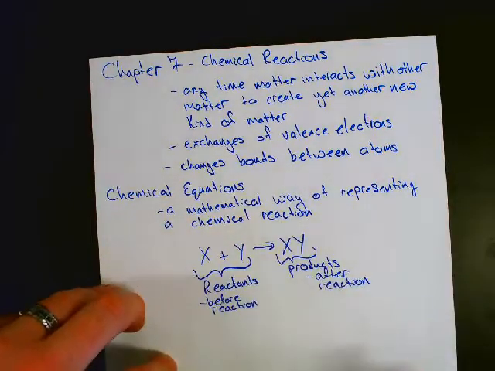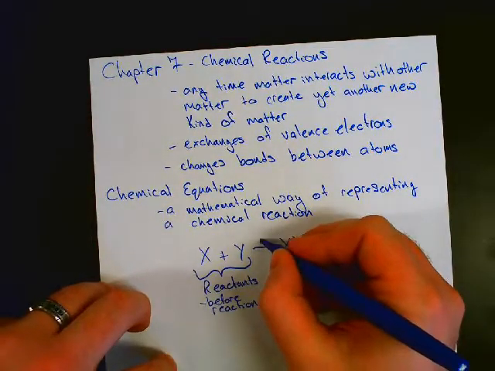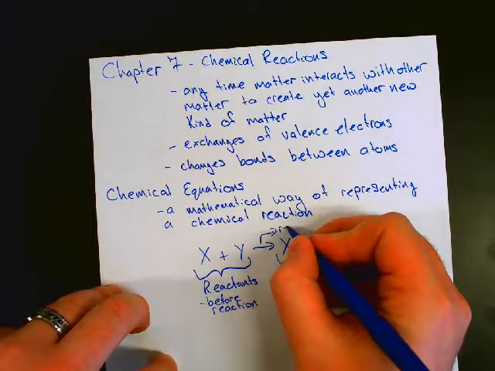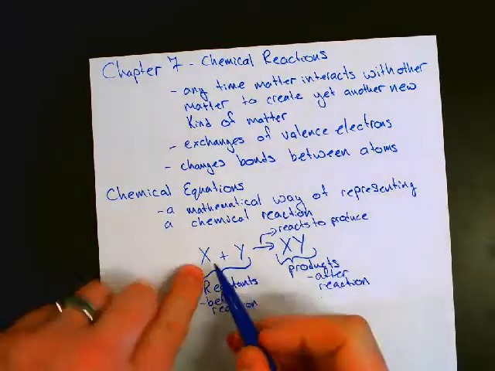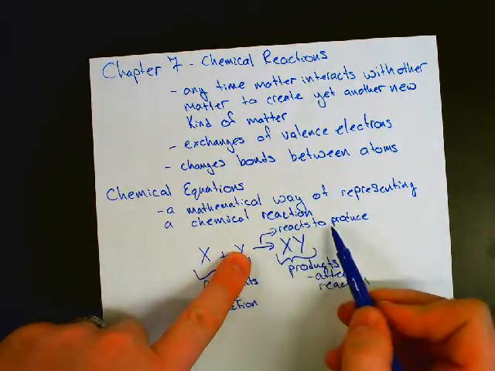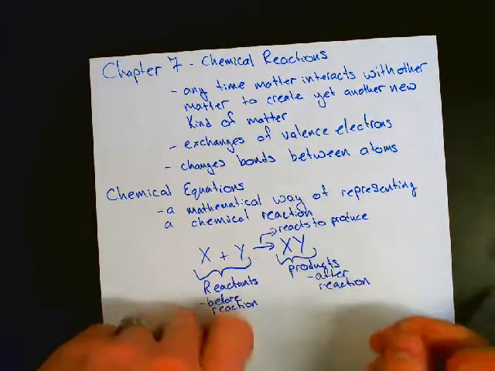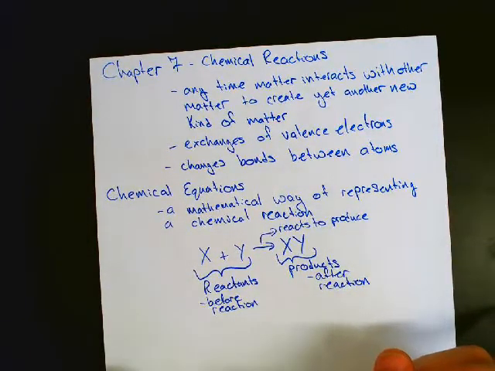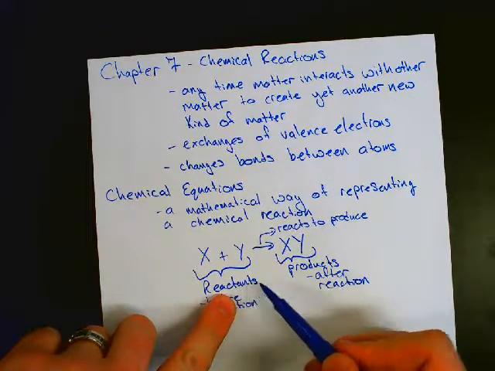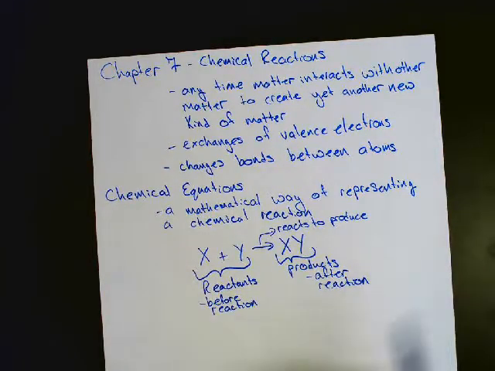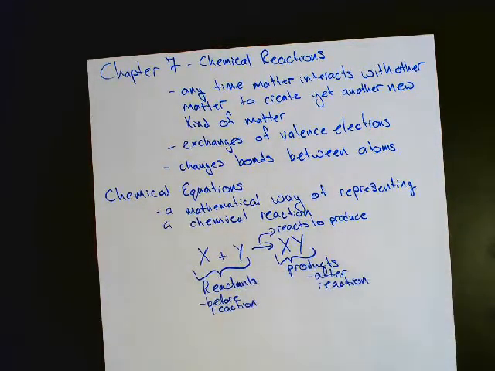And when we read the chemical equation, we see the arrow here as reacts to produce. So chemical X and Y react to produce compound XY. Okay? Reactants, R-E-A-C-T-A-N-T-S.